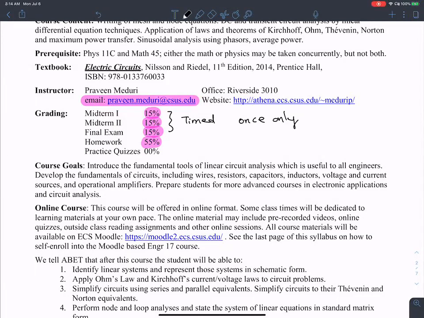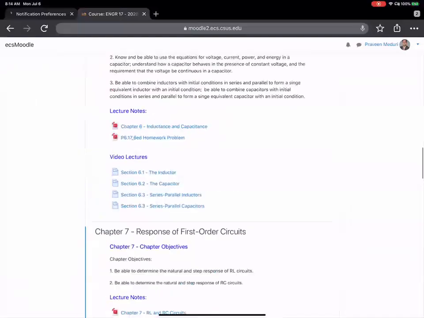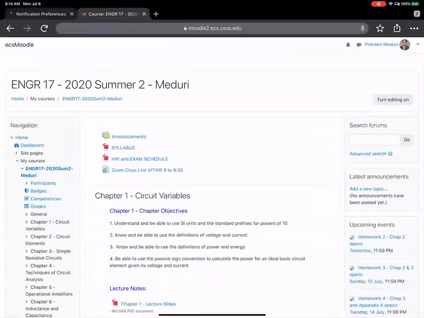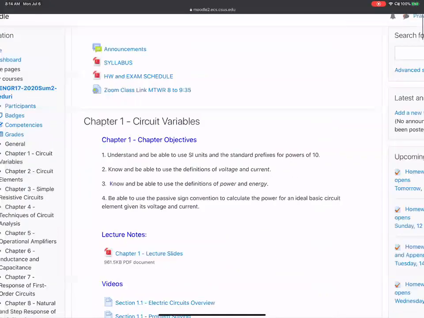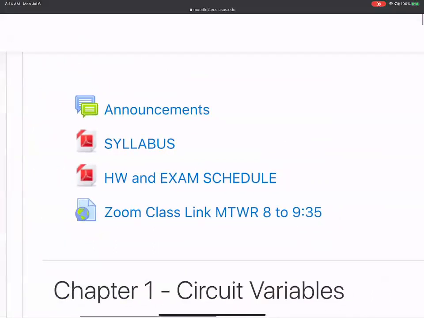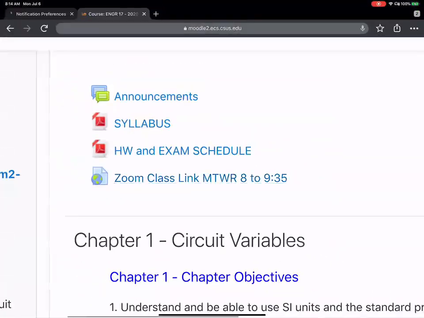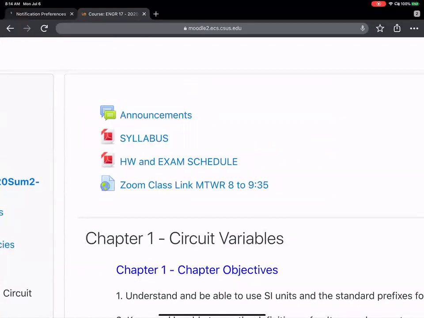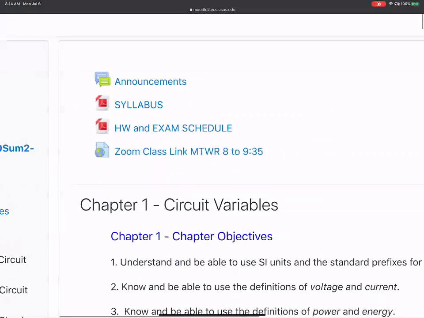In addition to the homework, there are some practice quizzes as well. If you go back to the Moodle page, the entire semester is laid out for you, okay? There are going to be two more links in here. There's one link right underneath the Zoom session to YouTube videos, the recording of the class videos. And then there's a Google Drive link to all the class notes that I'm going to annotate in the class, okay?